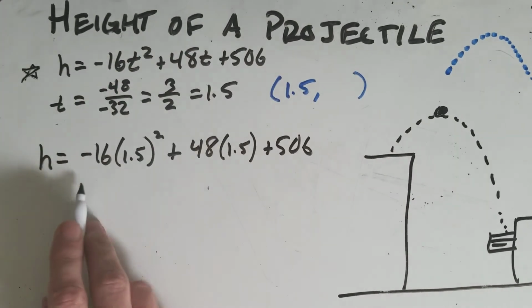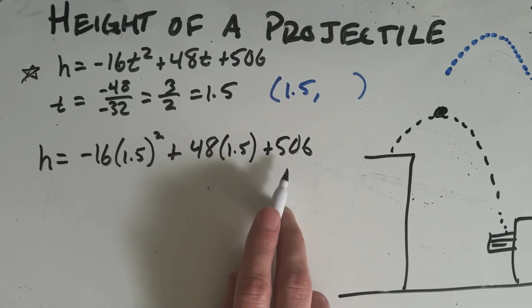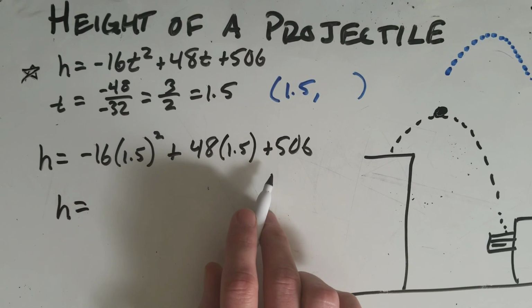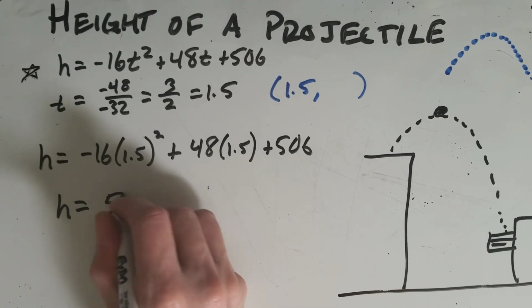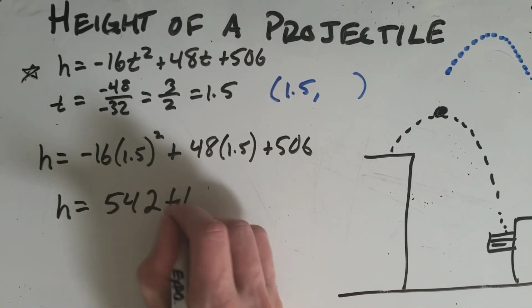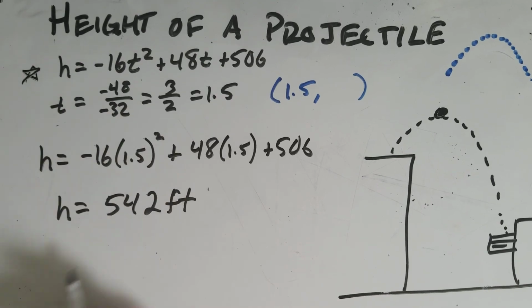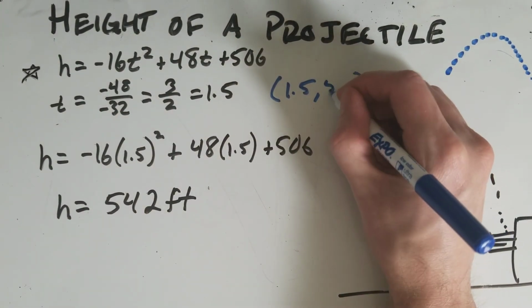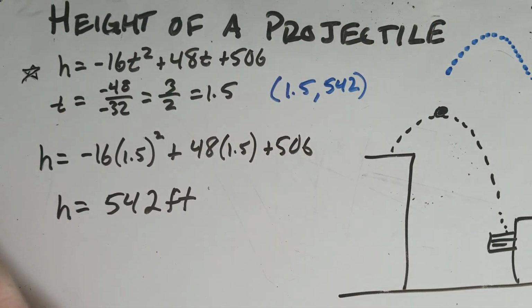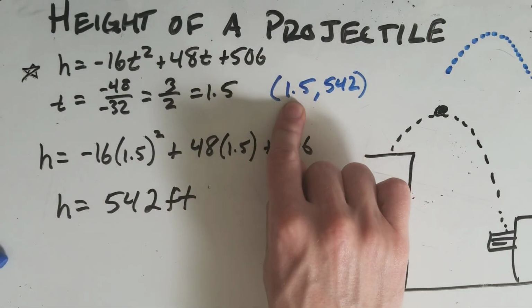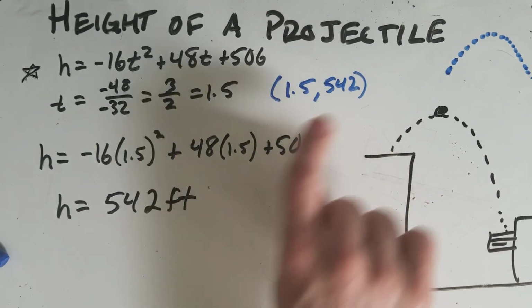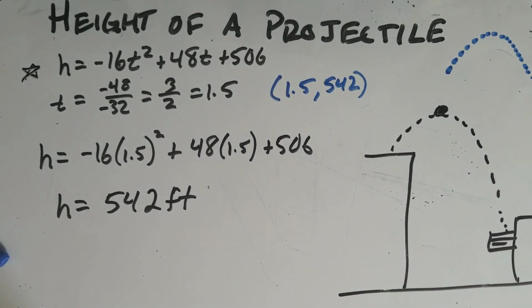So if we go ahead and calculate all of this out, we're going to end up with our height being, and I've calculated it already, 542 feet. So that means the vertex of this parabola would be, after 1.5 seconds, a max height of 542 feet. So the maximum height is right here, 542 feet.